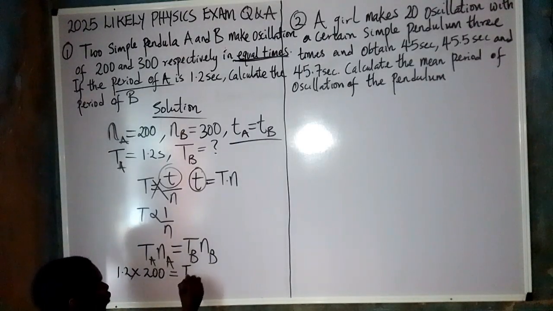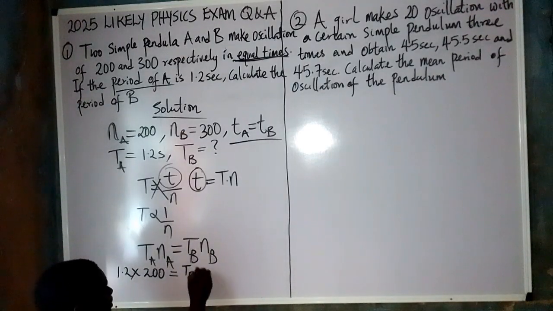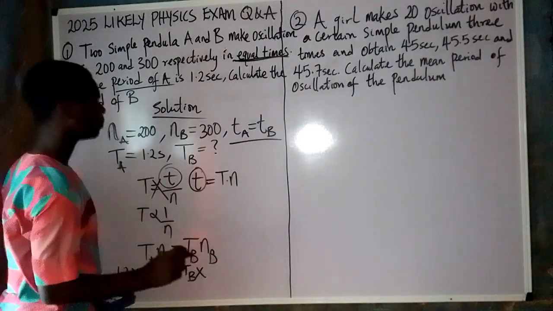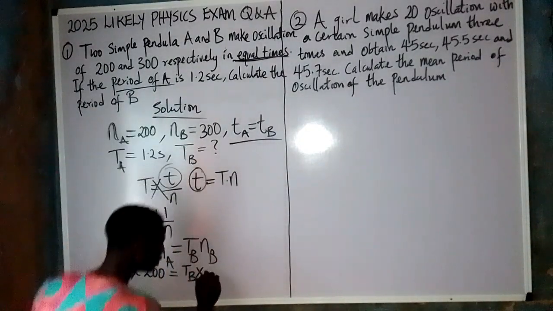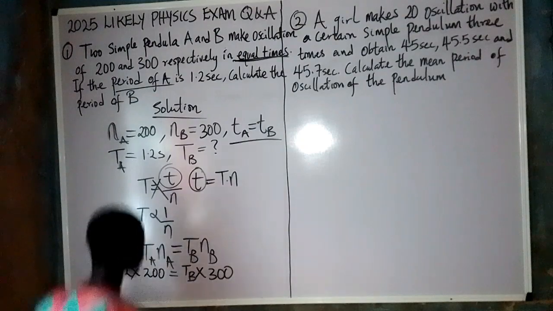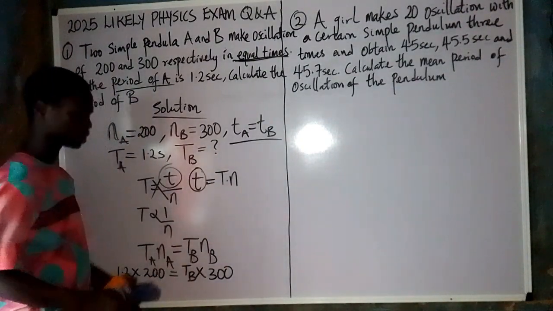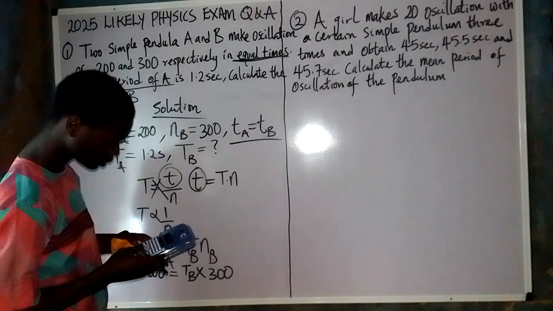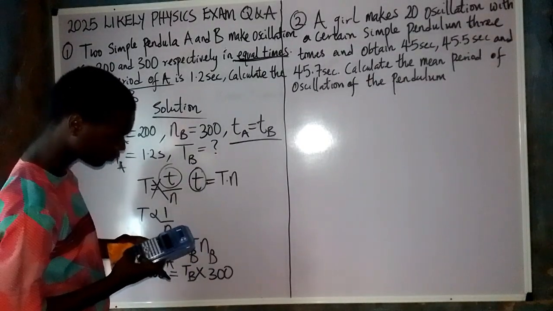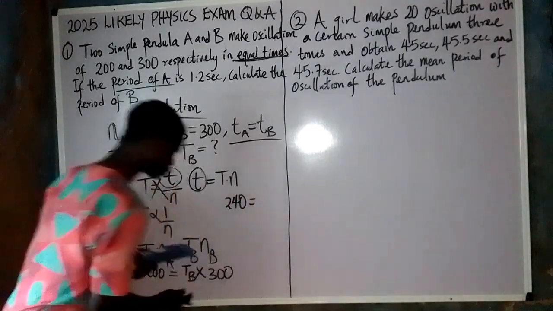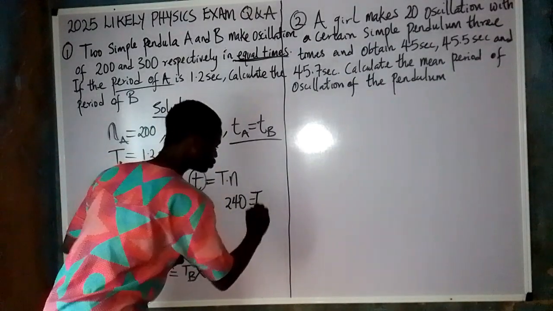We don't know the value of TB yet, so it's our unknown. Then times, what is NB? The number of oscillations made by pendulum B. It is 300. So let's work this out from here. 1.2 times 200 gives us 240. So here we have 240 is equal to TB times 300.